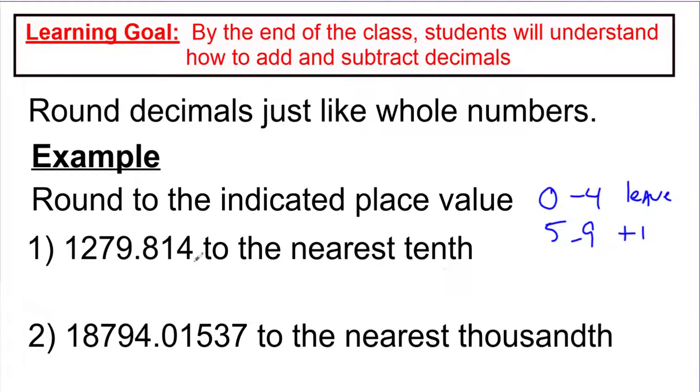Okay, so if I'm looking at 1279.814 to the nearest tenth, well, I'd like to keep the tenths place. The number to the right is a 1. That means I'm going to leave that tenths place alone. I'm not going to increase it. So I'm going to say that the rounded version is 1279.8. That is rounded to the nearest tenth. Right, tenth place stayed behind.